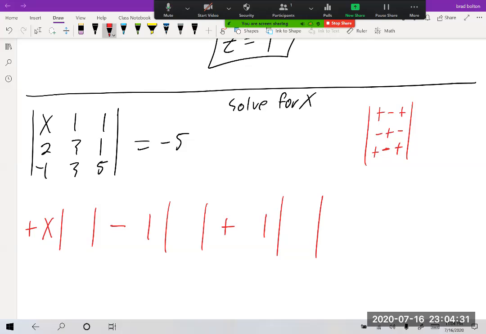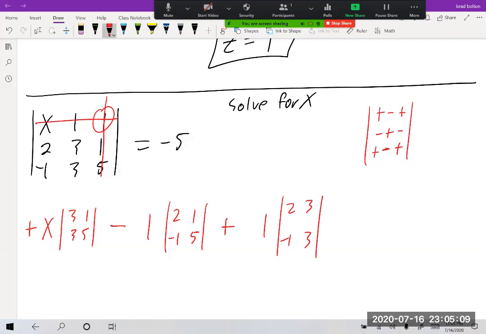Okay, so now, if we use this one, we cross this out and we cross this out, and we have 3, 1, 3, 5. Now we use this one, we cross this out and we cross this out. This will be 2, 1, negative 1, 5. Now for this last one, we cross this out and we cross this out, and that leaves us with 2, 3, negative 1, 3.